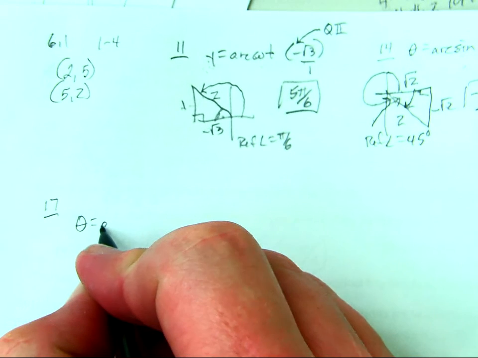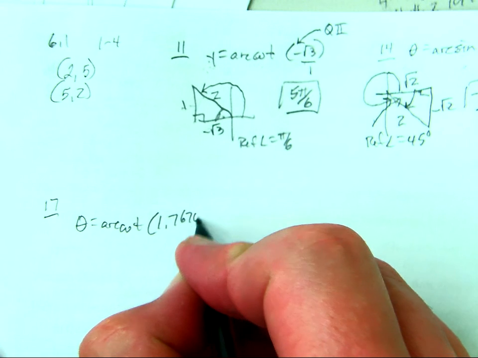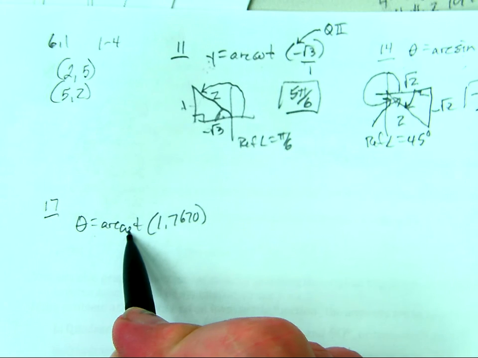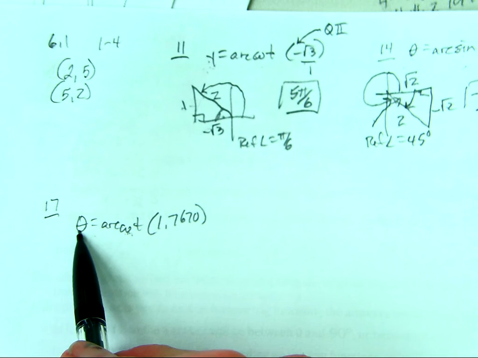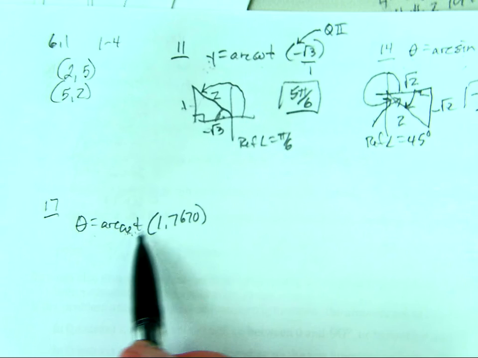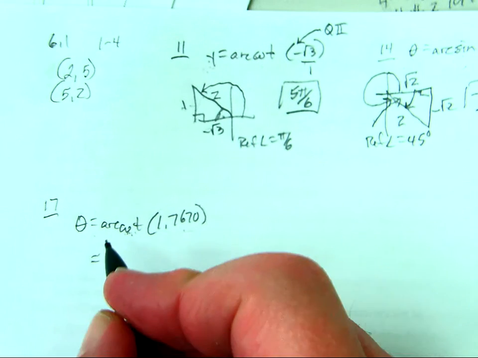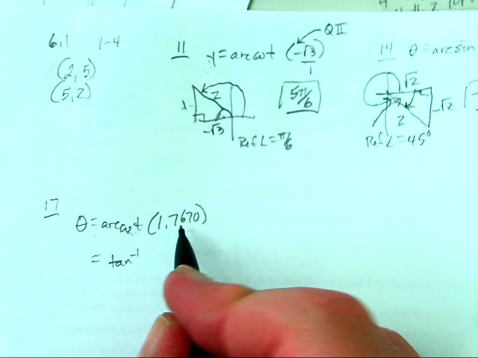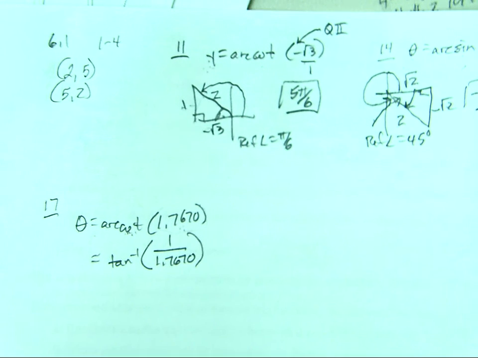17 says theta equals the arc cotangent of 1.7670. Now, normally you would say, okay, just plug it in. You'd hit second cotangent, but we don't have cotangent on our calculator. So the first thing we have to do is change that to tangent. Remember, this says what angle has a cotangent of this. So this is our cotangent. Well, cotangent is the reciprocal of tangent. So if I want to change it to a tangent, I take the reciprocal of it, like that.